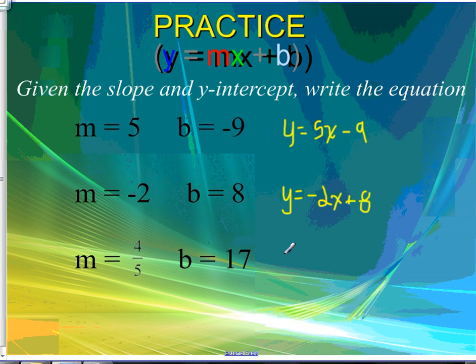All right, and last but not least, we have y equals 4 over 5x plus 17.